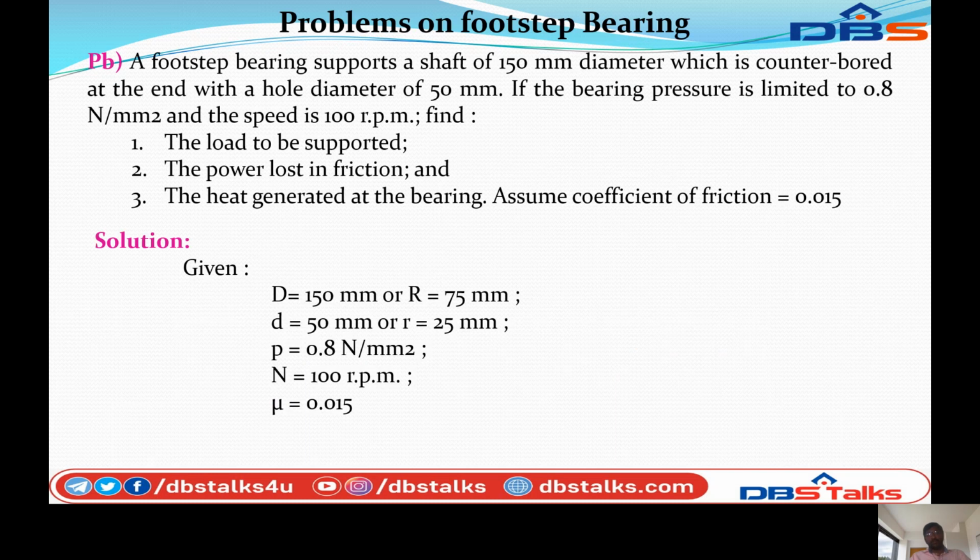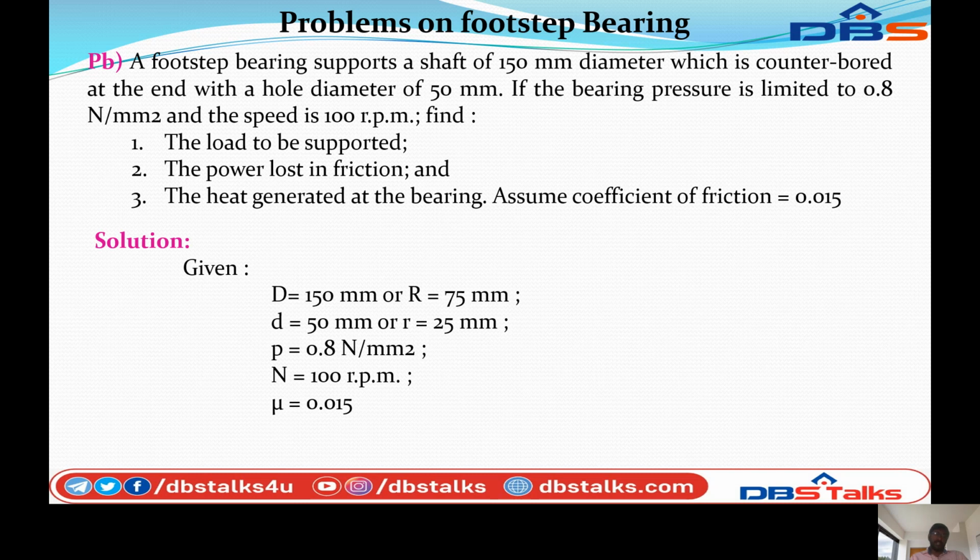So next problem is the footstep bearing. A footstep bearing supports a shaft of 150 mm diameter, which is counterbored at the end with a hole diameter of 50 mm. If the bearing pressure is limited to 0.8 Newton per mm square and the speed is 100 rpm, find the load to be supported, the power lost in friction, and the heat generated at the bearing. Assume the coefficient of friction mu equal to 0.015. So this is the problem.